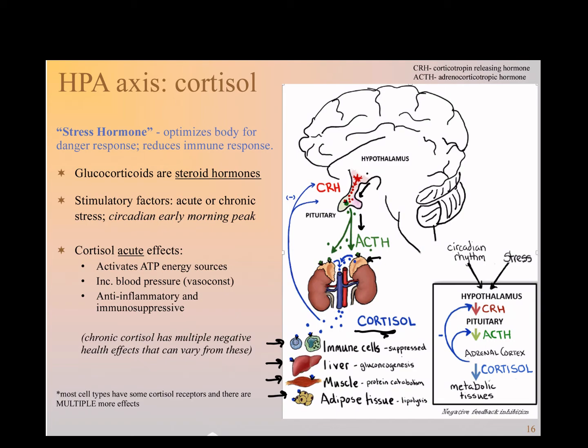So what is the point of cortisol? Cortisol really is the stress hormone. So what you're looking at here is basically the mountain lion.